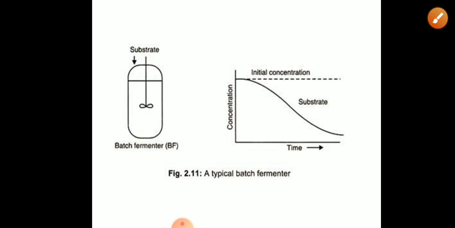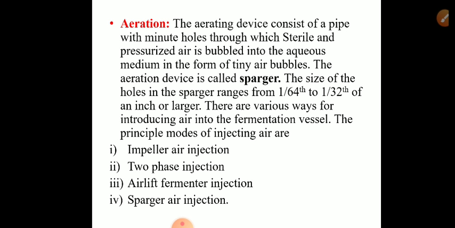Okay, this can be seen from the diagram. Aeration. Most of the fermentations are aerobic in nature, so there is a need of constant supply of air. The aerating device is called a sparger. It consists of a pipe having minute holes through which sterile and pressurized air is bubbled into the aqueous medium. Usually air is sterilized by filters.